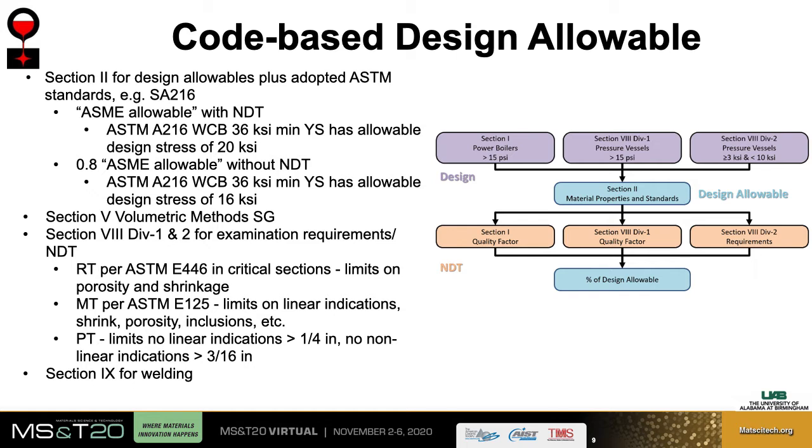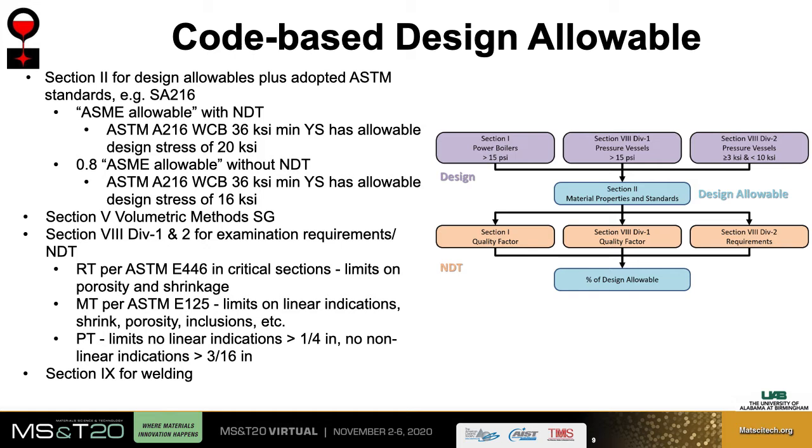Based on the quality factors set by the section for that specific component, if NDT will be done, then you can use the full allowable design stress, which is 20 KSI. If no NDT will be done, then the code only allows you to use 0.8 of the design allowable stress, which is 20 KSI. So the allowed design stress without NDT is only 16 KSI.